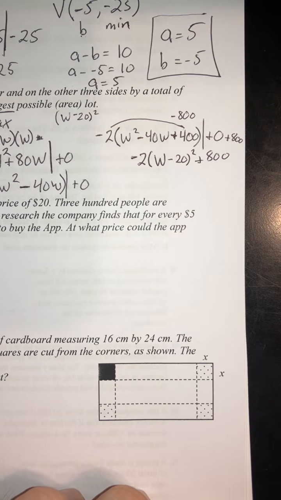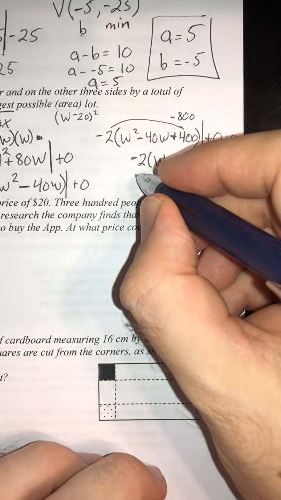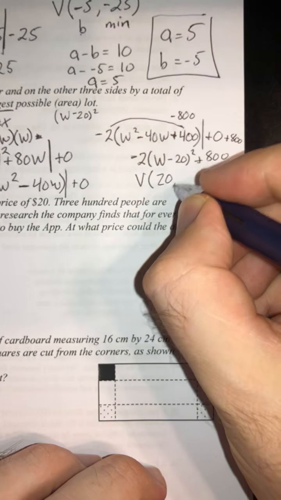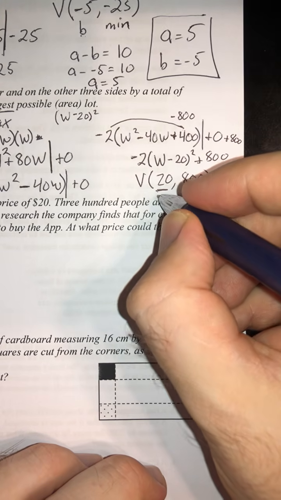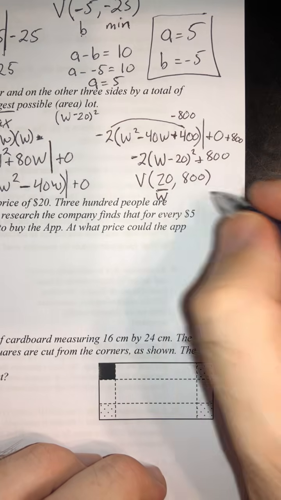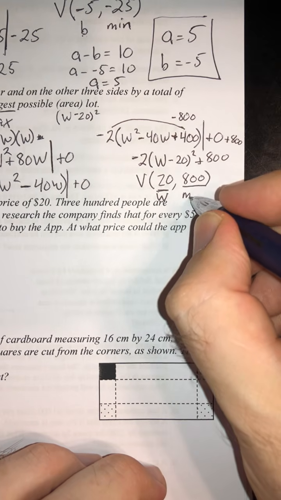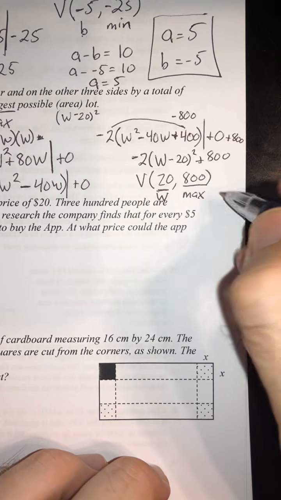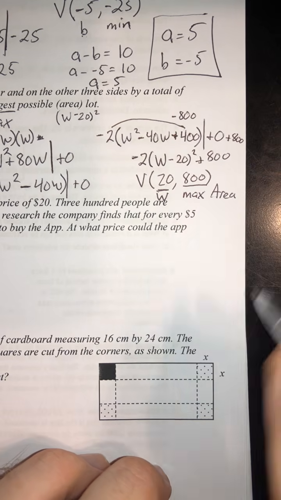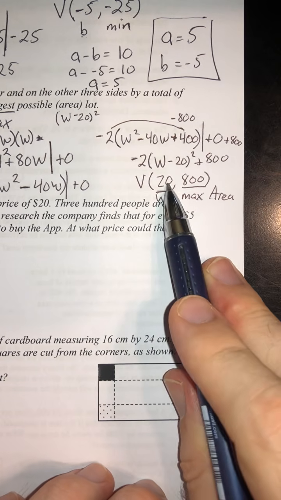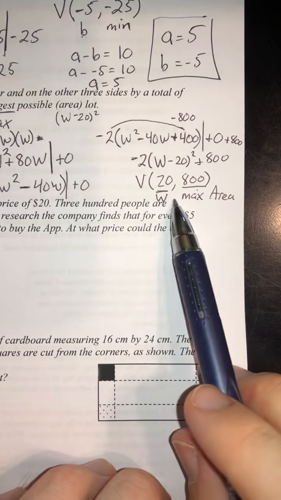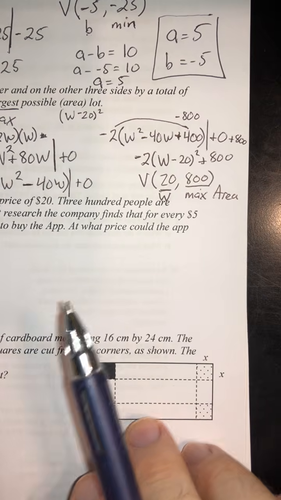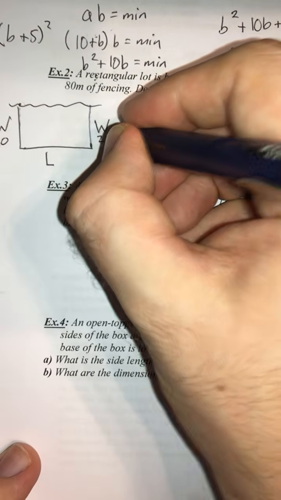So what does this tell us? Well, my vertex is at the point 20, 800. The 20 here is my width value, and the 800 here is the maximum value. So this is my max area. This means if my width is 20 meters, I can get this max area. So I already know what the width is. It's 20. Looking back at my diagram, this is 20, this is 20.